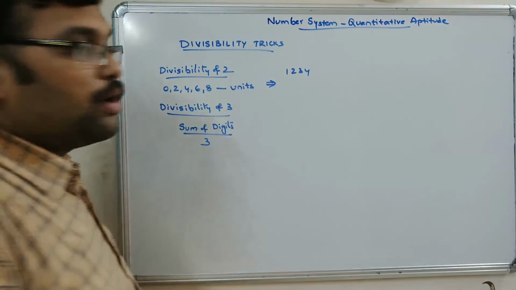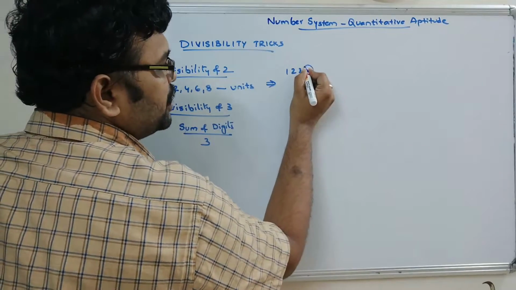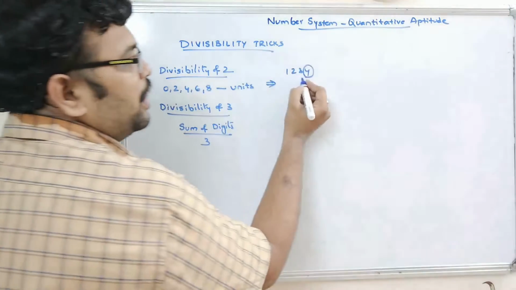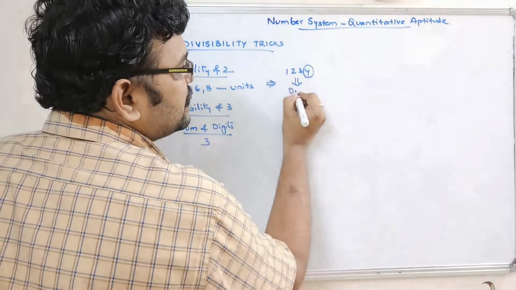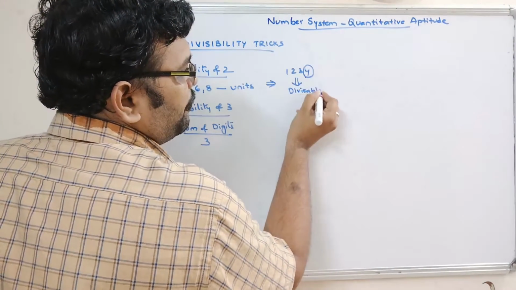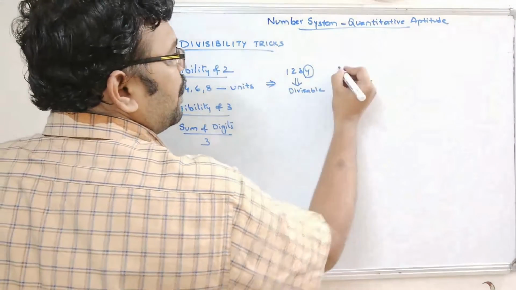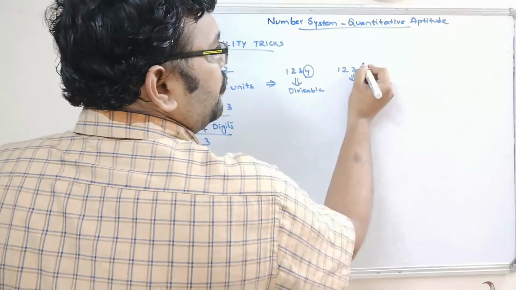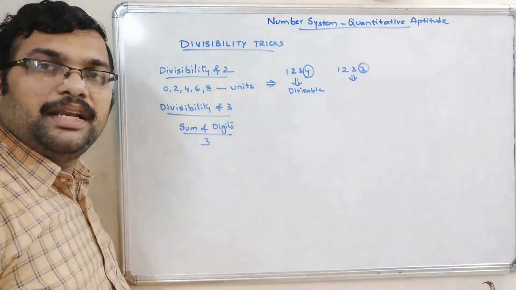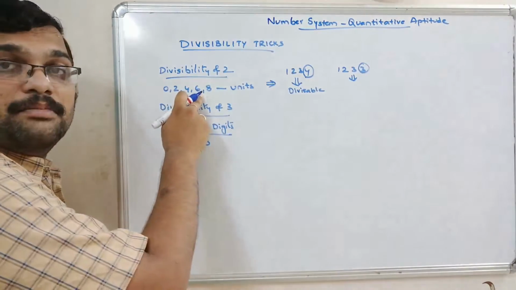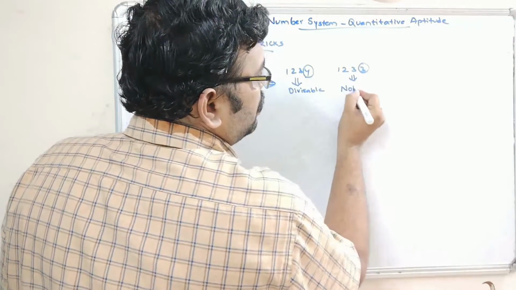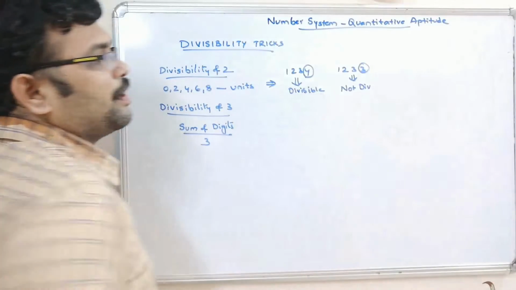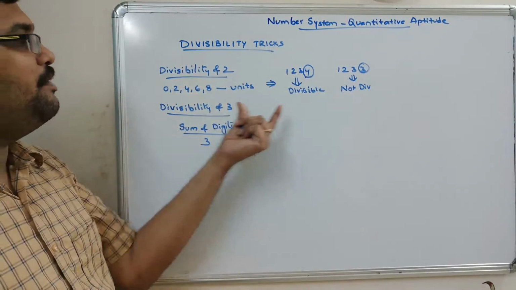For example, if you consider 1, 2, 3, 4, whether the number is divisible by 2 or not, we can find the units position, which is one among these 5 numbers. So automatically we can say this is divisible. And if you have an example 1, 2, 3, 3, then at the units position we have the number 3, which is not one among these numbers. So it is not divisible. In such a way we can find this.